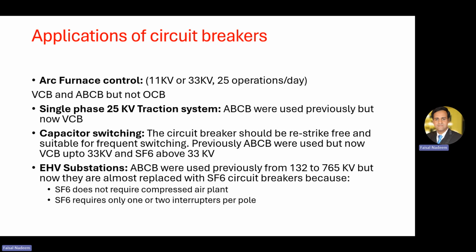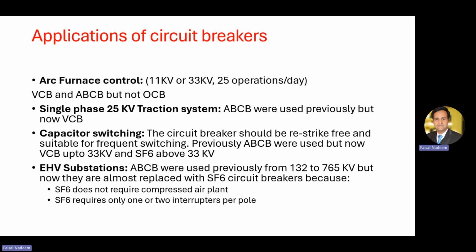Therefore we use them mostly for capacitor switching, and capacitors are usually installed in feeders and low voltage lines. So up to 33 kV these are used. But whenever a capacitor is installed at a high voltage level, we will go for SF6 circuit breakers in that case.